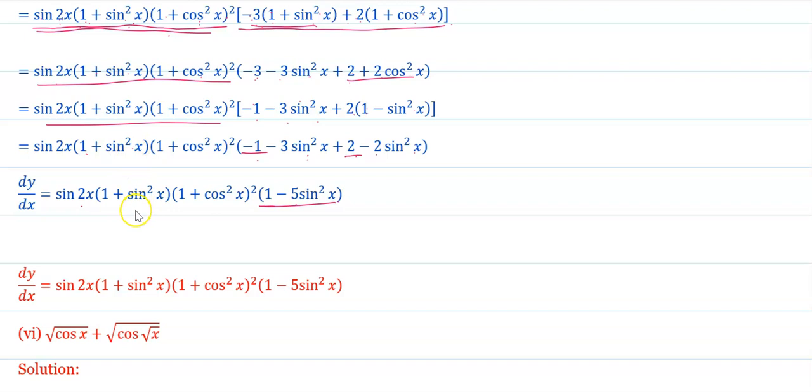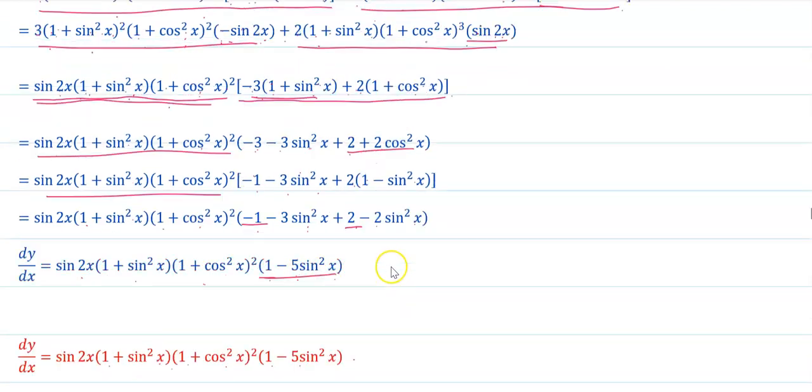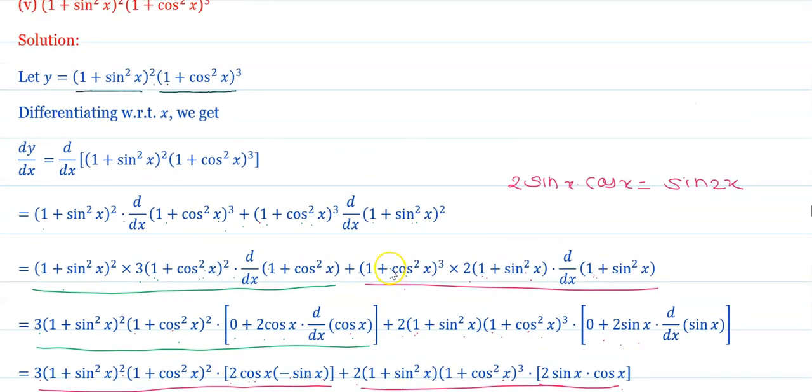1 plus sin square x as it is, 1 plus cos square x bracket square as it is, and after simplification from this bracket you will get 1 minus 5 sin square x. Overall the answer is dy by dx equals sine 2x in bracket 1 plus sin square x into 1 plus cos square x bracket square into in bracket 1 minus 5 sin square x. Okay, you can see again here, it is the biggest one.